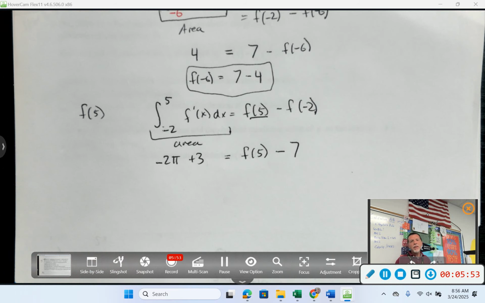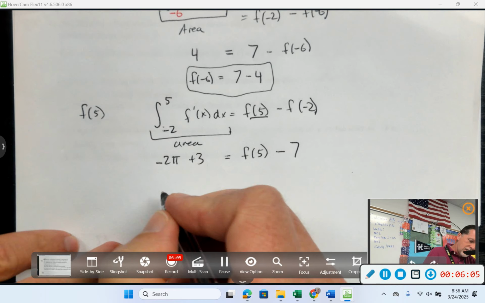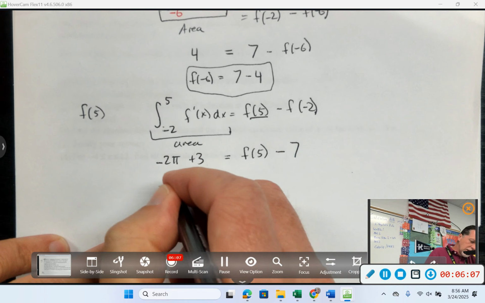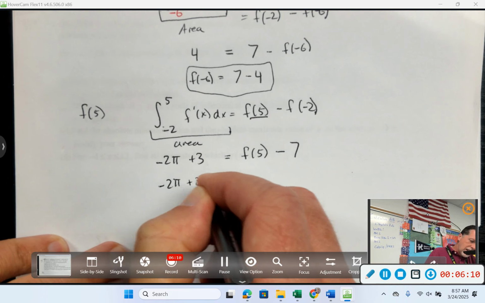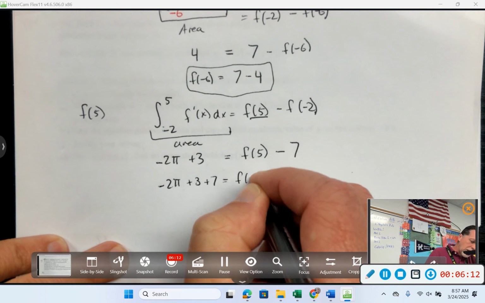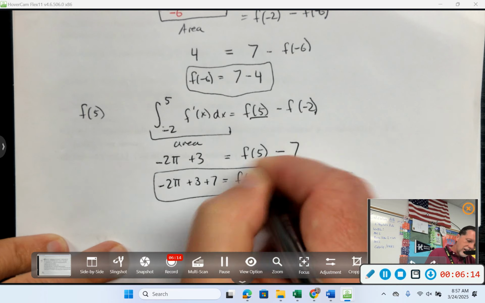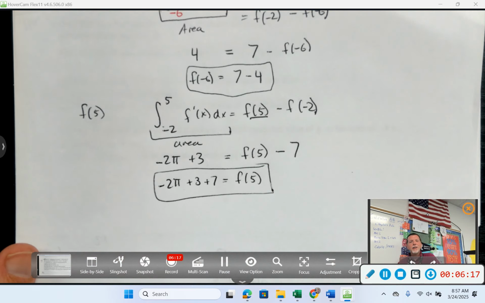Is that a safe stop? No, I have to solve for f of 5. I haven't said f of 5 equals yet, so that's not a safe stop. Almost a safe stop. We're going to move the 7 over. At this point, I'm just being, I don't know, rude, whatever. But safe stop. Move the 7 over. Now I'm good because I've solved for f of 5. So that's part A.